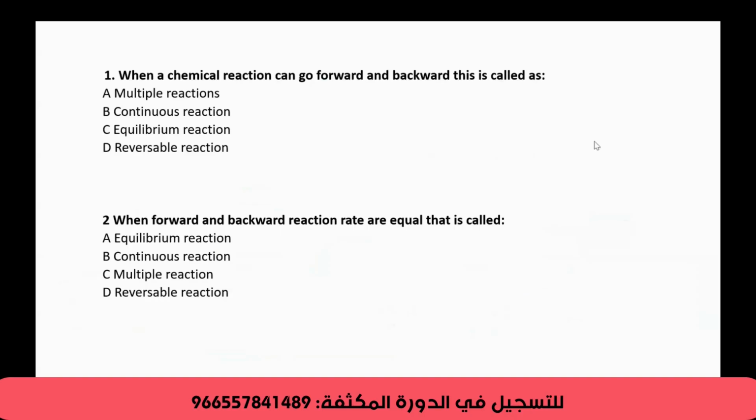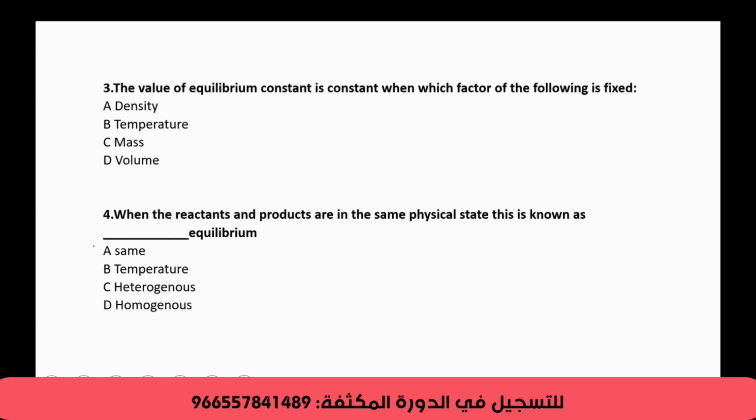Yalla, when a chemical reaction can go forward and backward, this is called a reversible reaction. Yes, very good. It can go forward and reverse. When the forward and backward reaction rates are equal, what state is this? It's an equilibrium state. Very good.